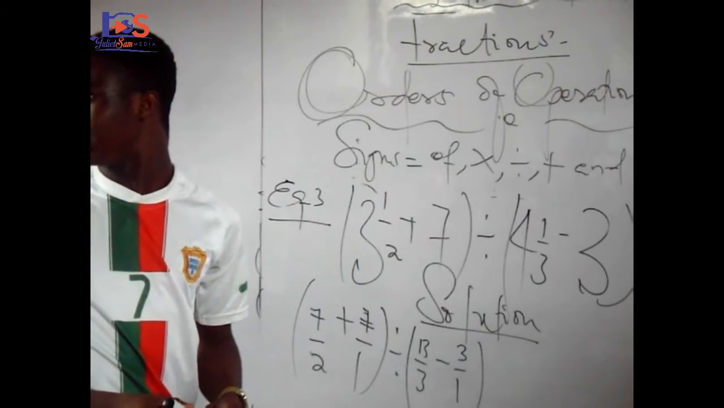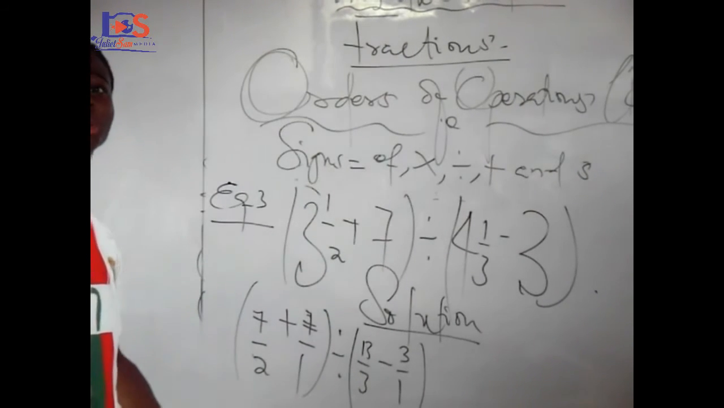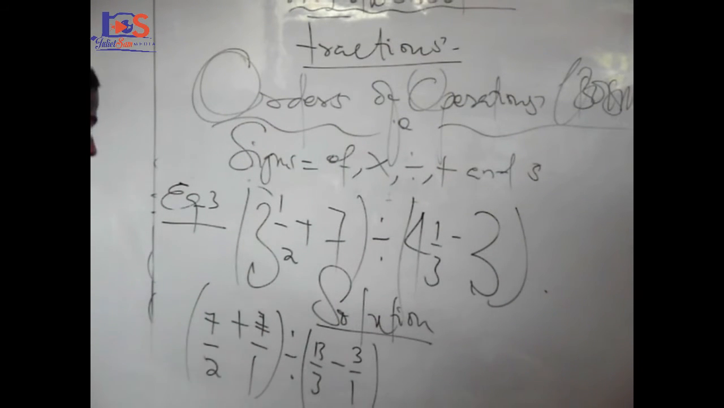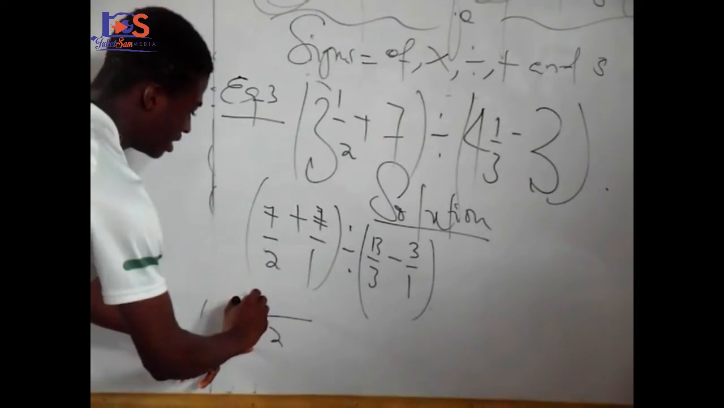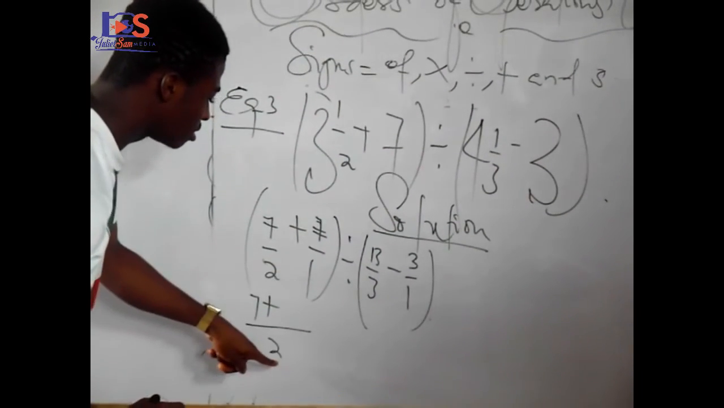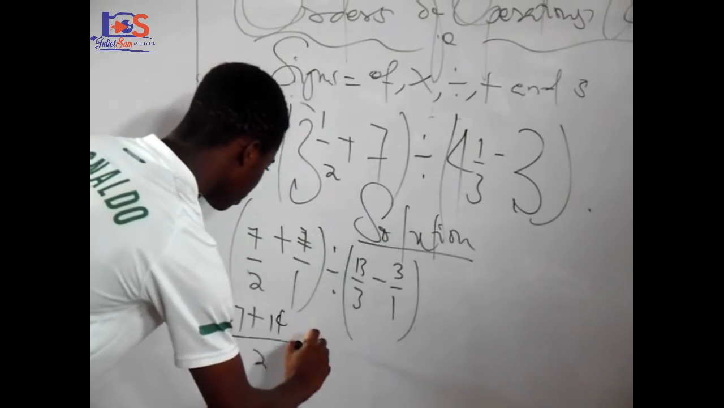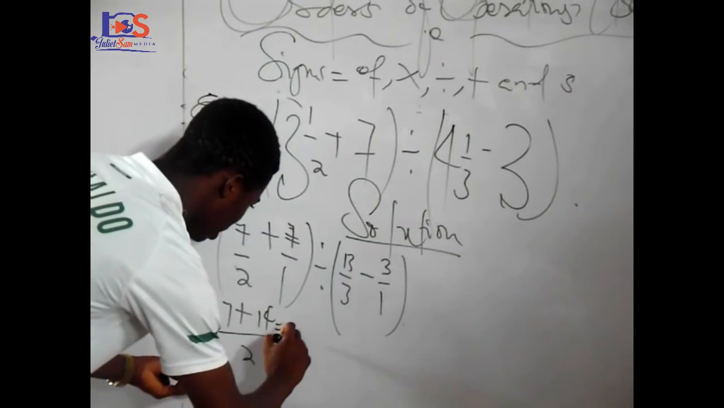We still have our bracket there, so we need to take off our bracket. How do we take off the bracket? Before you can take off the bracket, just deal with what is in the bracket. This is an addition of fractions, so let's find the LCM. How do you find the LCM? The LCM is 2. 2 divides itself 1, 1 times 7 is 7, plus 1 divides 2, 2 times 7 is 14. 14 plus 7 is 21.